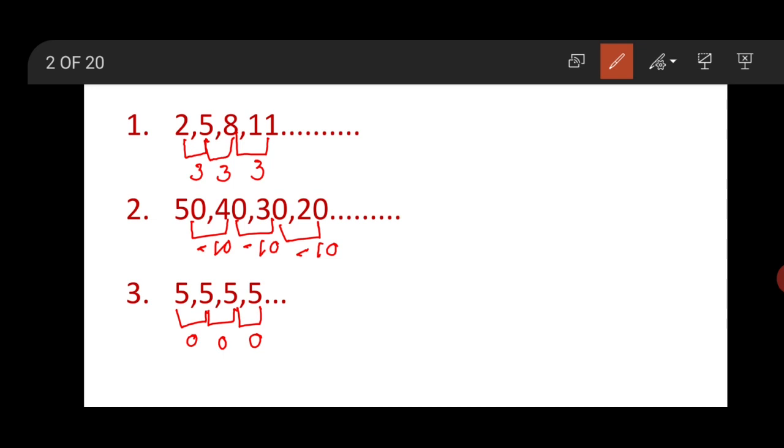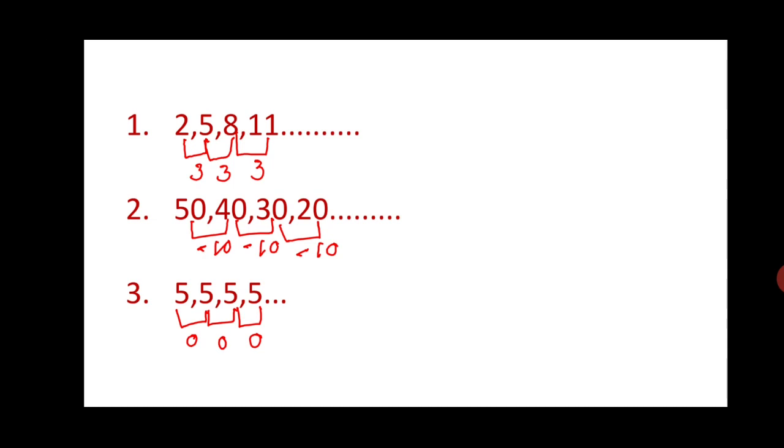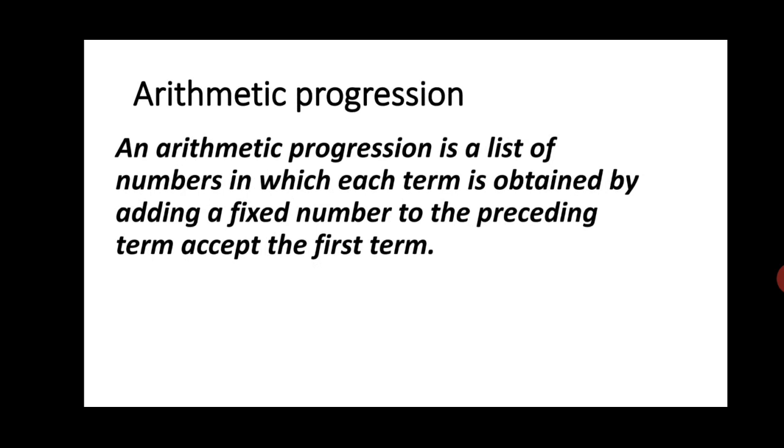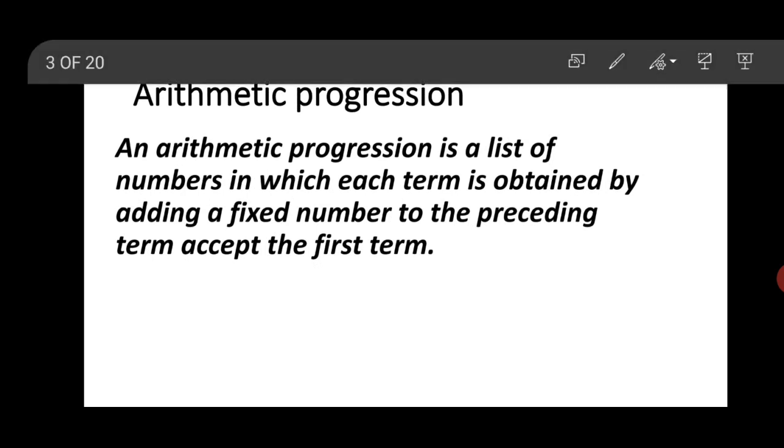Such a series of numbers are said to be in arithmetic progression. So, what is arithmetic progression? How can you define arithmetic progression? An arithmetic progression is a list of numbers in which each term is obtained by adding a fixed number to the preceding term except the first term.